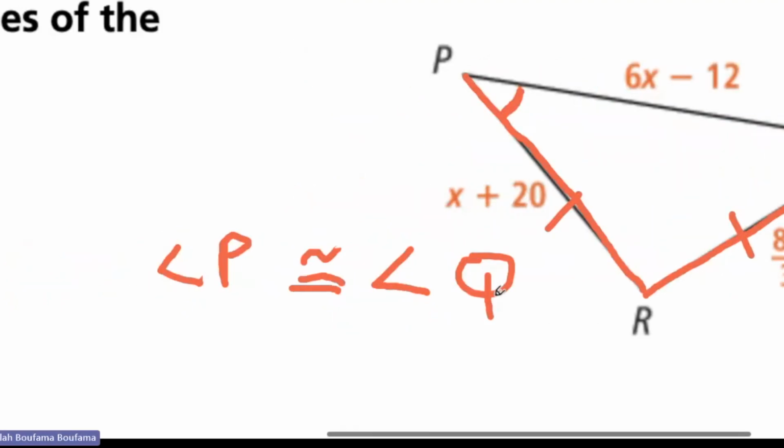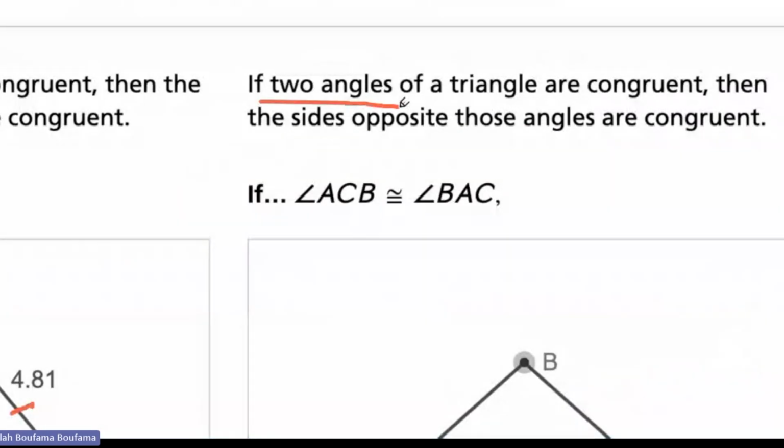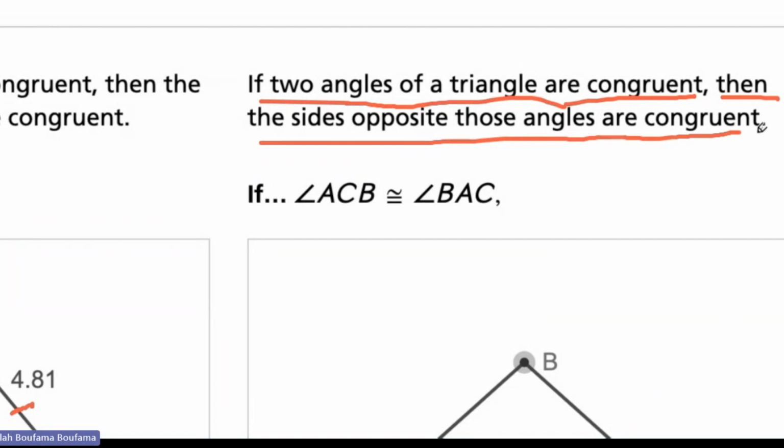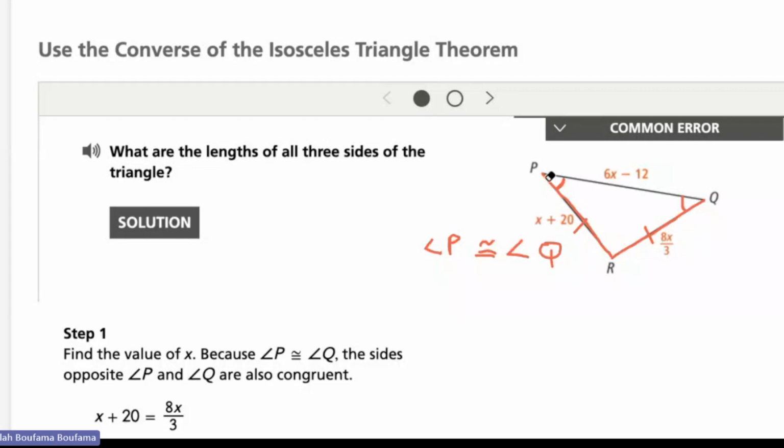This is from the Converse theorem. Can you see this? If two angles of a triangle are congruent, then the sides opposite those angles are also congruent. Two angles congruent, sides congruent. So if this is 41 and this is 41, they are congruent, that means this side and this side are also congruent. This is your theorem. They give us two congruent angles, that means two sides are congruent.